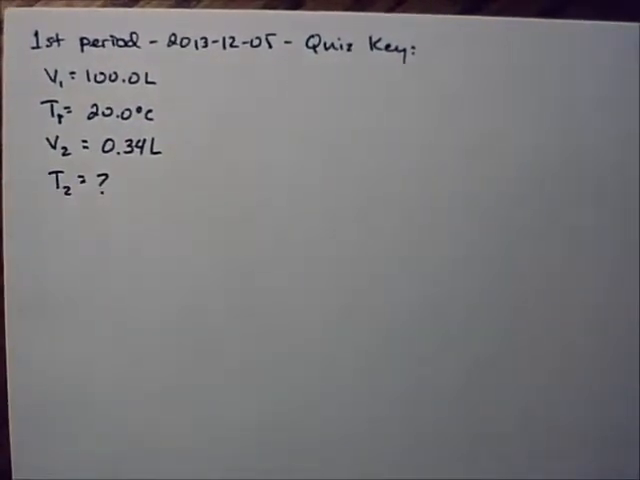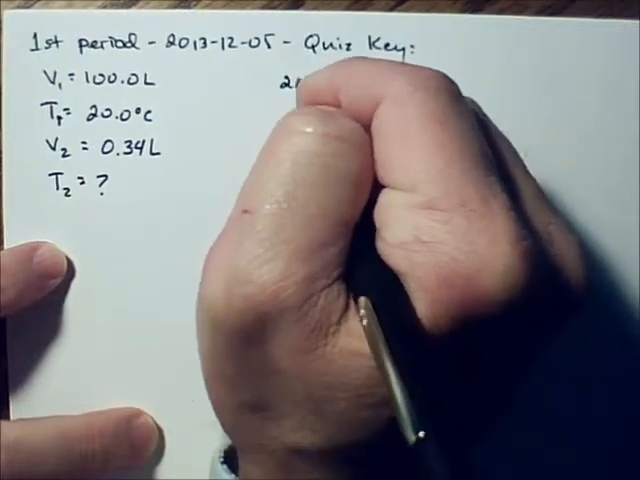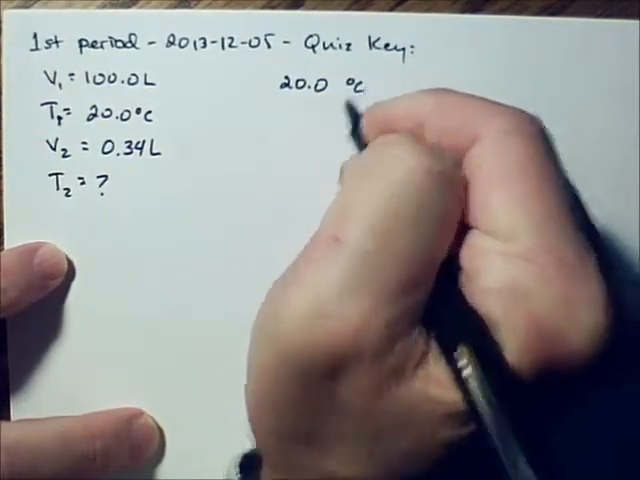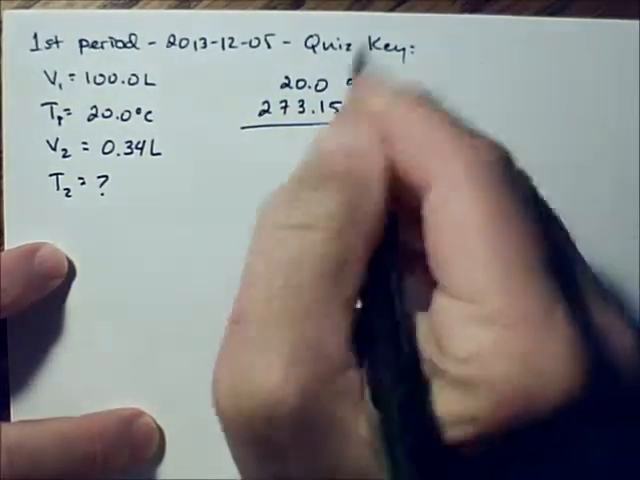The first thing you notice, or should notice, is that your temperature is in degrees C, and you need to have it in Kelvin. Okay? So to change it to Kelvin, we're going to take this 20.0 degrees C. We're going to add 273.15 to that.